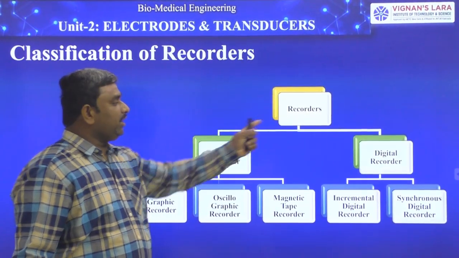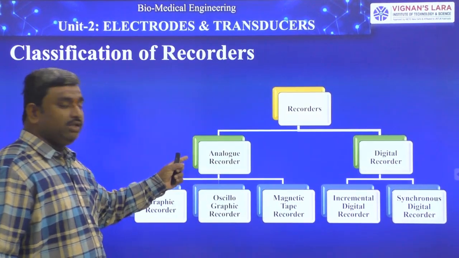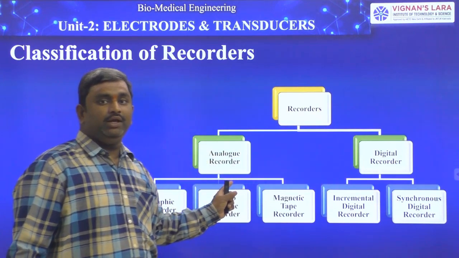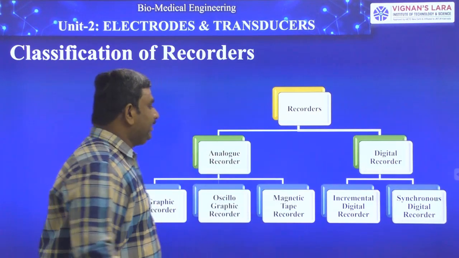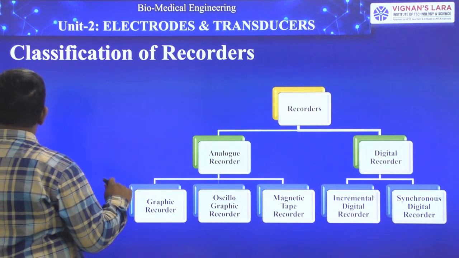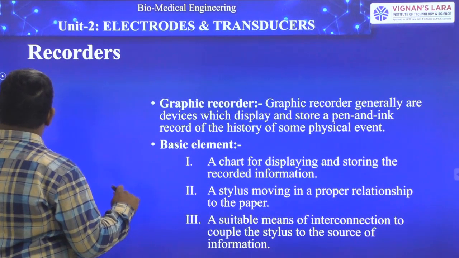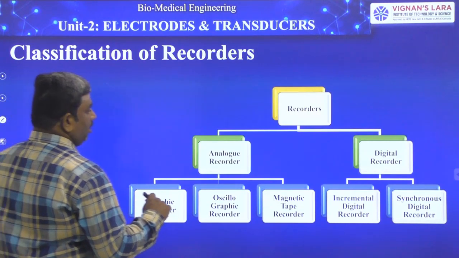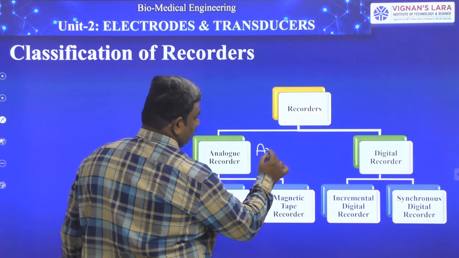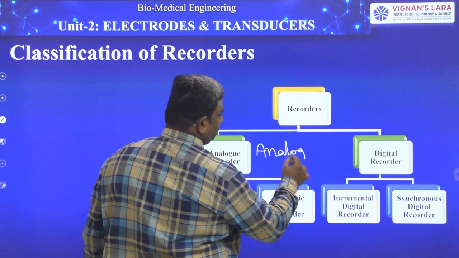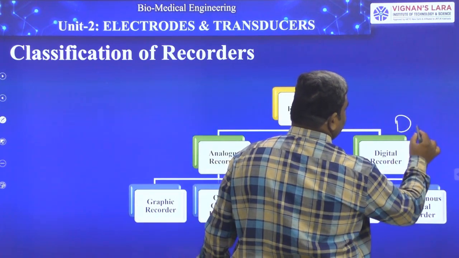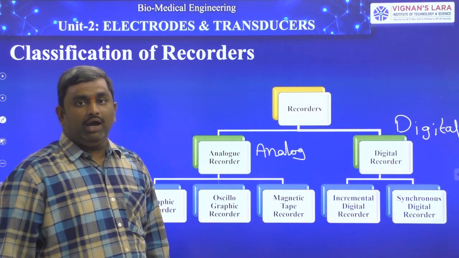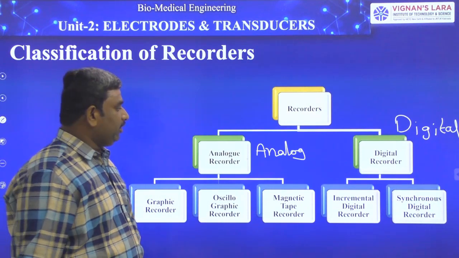The recorders are divided into majorly two categories. The first one, analog recorder. The second one, digital recorder. There are two types of recorders: analog recorder and digital recorder.